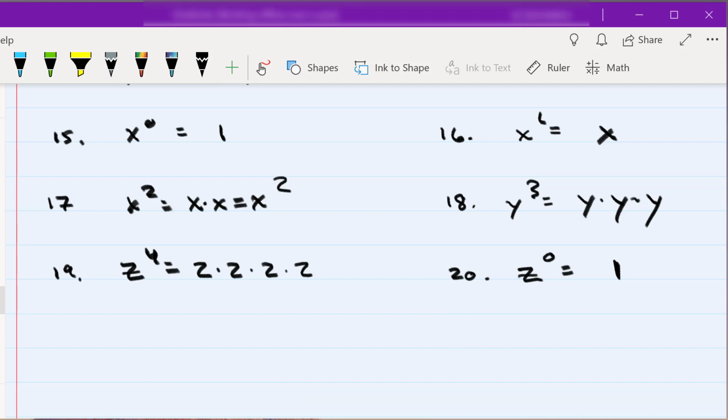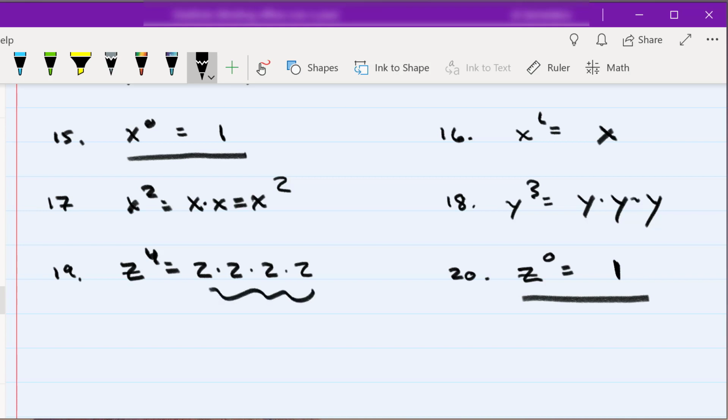Of course, if you have a variable to some power, it cannot be simplified unless that power is 0. So for example, in number 15, x to the 0 is 1. And in number 20, z to the power of 0 is 1. In numbers 16, 17, 18, and 19, unfortunately, we can't really reduce it. So x to the power of 1 is x. X squared is x times x, or just x squared. Y cubed is y times y times y, or just y cubed. And finally in number 19, z to the power of 4 is z times z times z times z, 4 times.